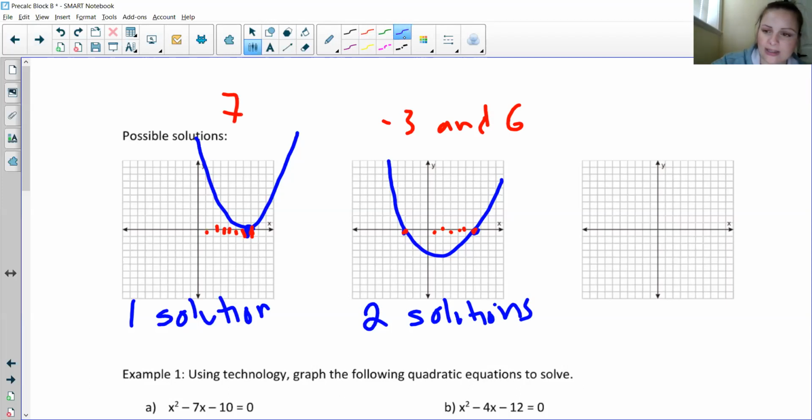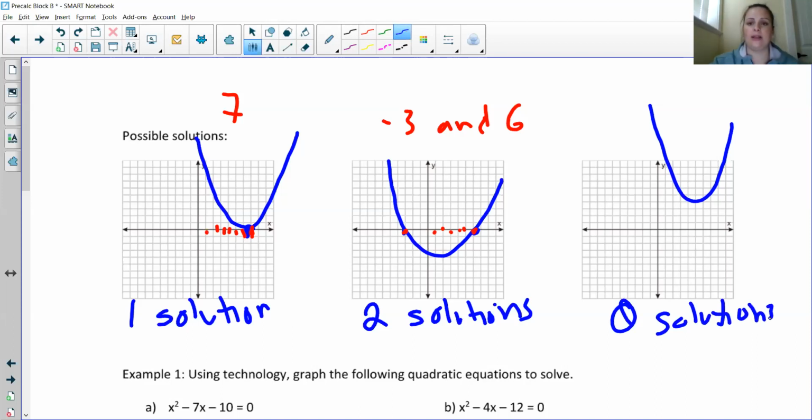You can also have something that looks like this. This parabola does not cross the x-axis. Its minimum is above 0. So it will never cross the x-axis. So there are 0 solutions.